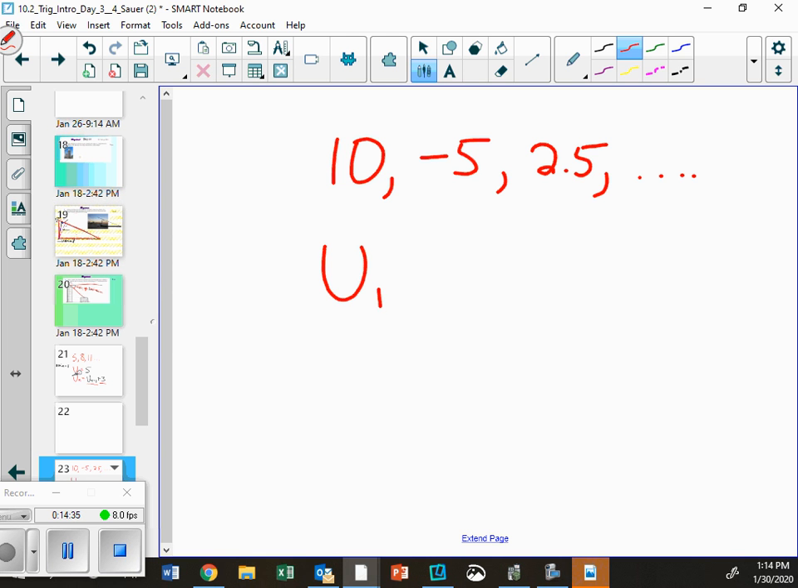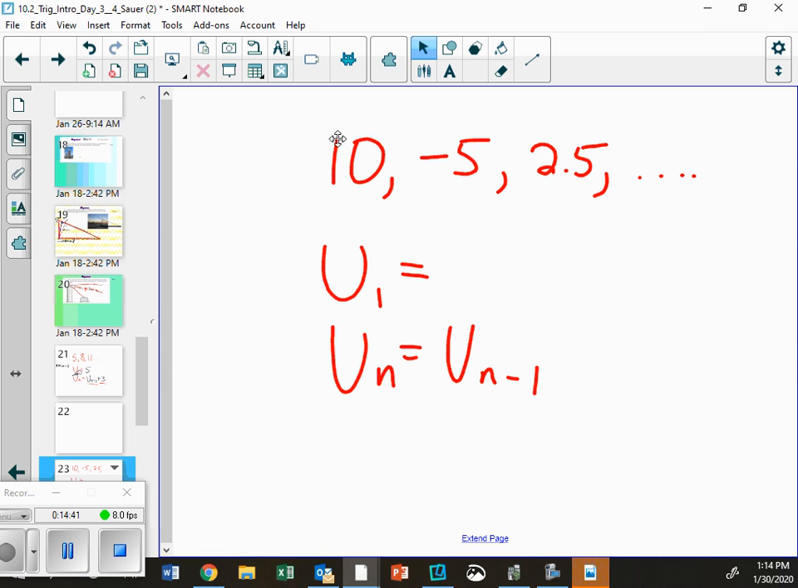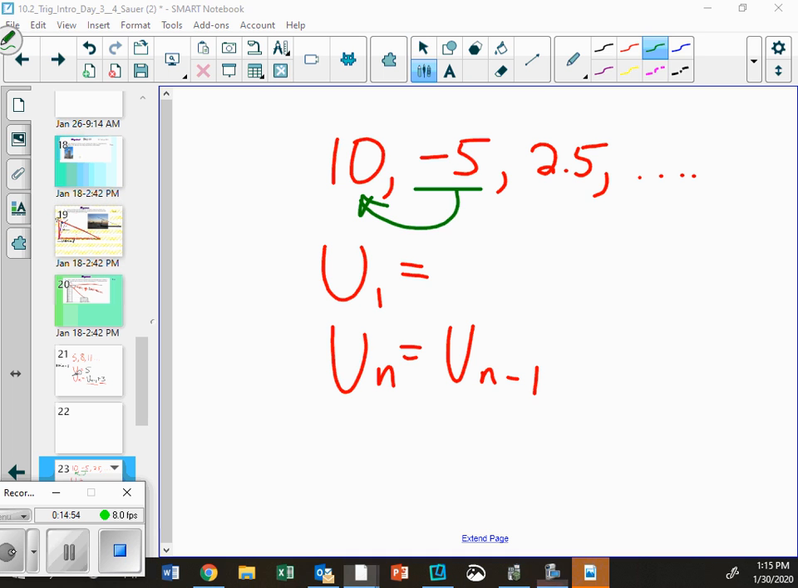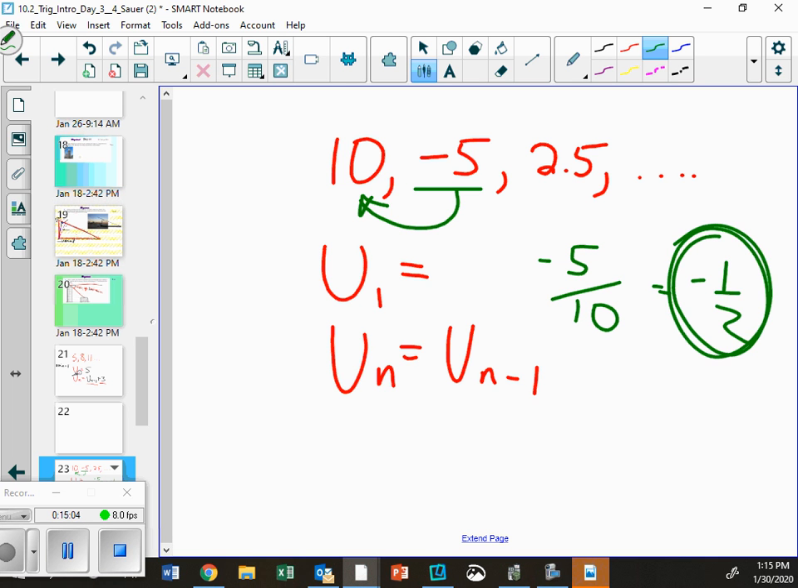I'd use u sub 1 equals blah, blah, blah, u sub n. Write the equation, put it in the calculator using the sequence function, and find the 5th term. Okay, so here's what you do. You take the second number divided by the first number. What's negative 5 divided by 10? It's negative 1/2.